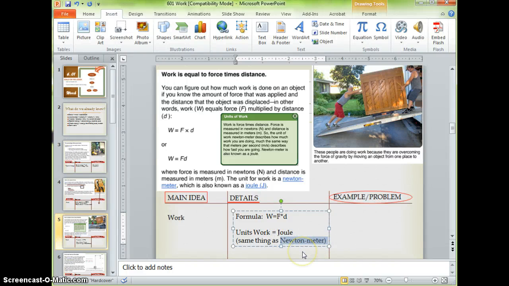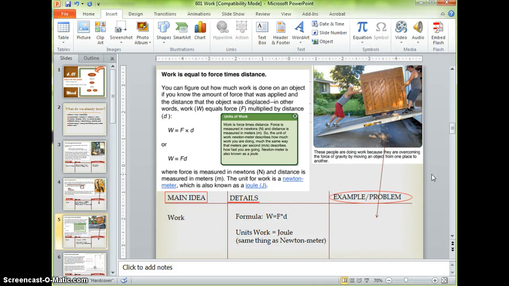Well, a Newton meter is kind of awkward to say, and it's kind of a mouthful to say every time you want to say work. Joule is a lot easier. So a Newton meter and a joule are the same thing, but when we talk about work, we always want to say joule. Okay. So then you have to take this example of the box, the guy with the box, and you put it in your own words, right?